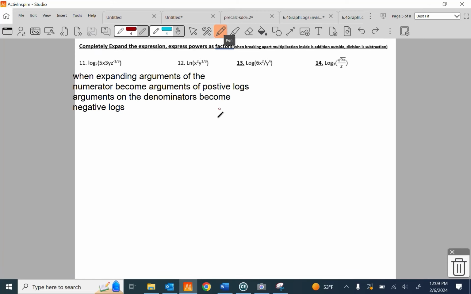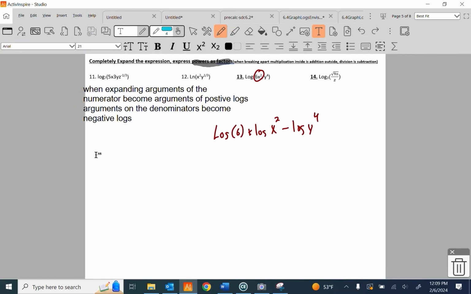I need my cursor. I have a log of 6 plus a log of x squared minus a log of y to the 4th, and you could break this up in several pieces. Now, you'll notice it has this little statement in here to express powers as factors. So after the initial expansion, move the exponents out front. And pay attention that I broke that thing up because 6 did not have a 2. Did it? It didn't.